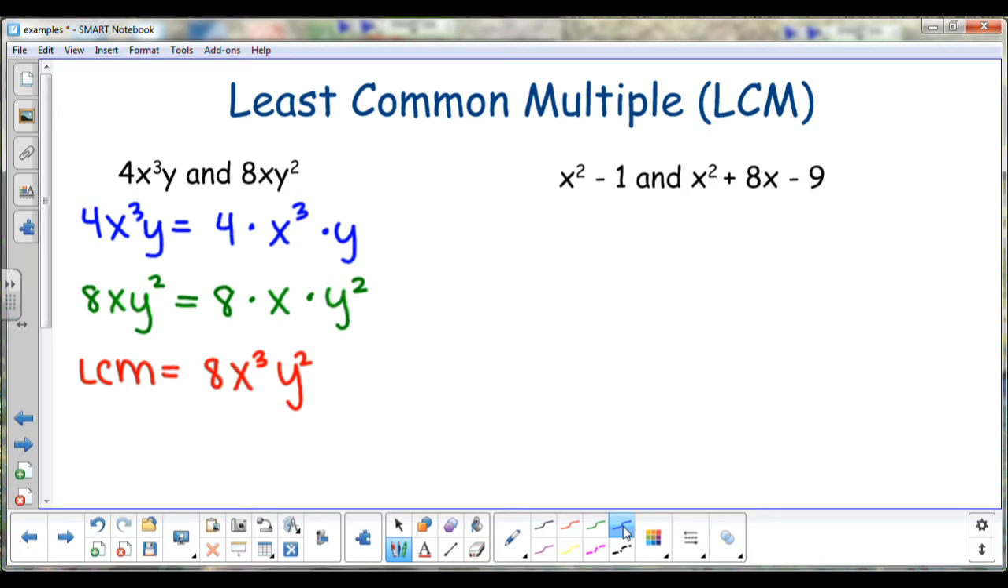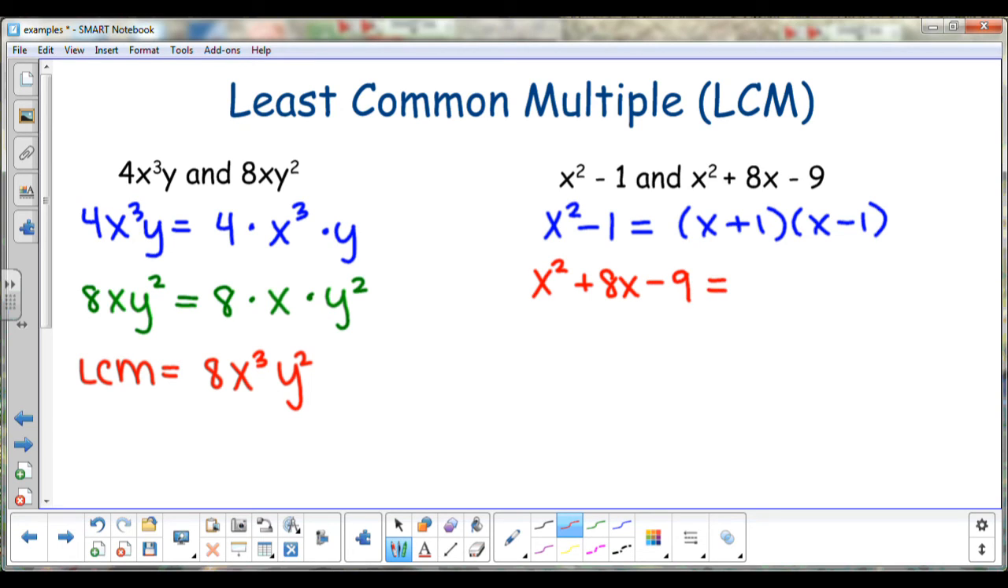Now when we have a binomial or a trinomial, we want to see, can I factor them if at all possible, and then from there I will take the common factor and the uncommon factors to create the least common multiple. So I'm going to start with x squared subtract 1, and that factors to give us x plus 1 and x minus 1. Then I'm going to look at the x squared plus 8x subtract 9, and it's a trinomial, so I'm going to factor it using the British method or the box method. When I factor, I get x plus 9 and x subtract 1.